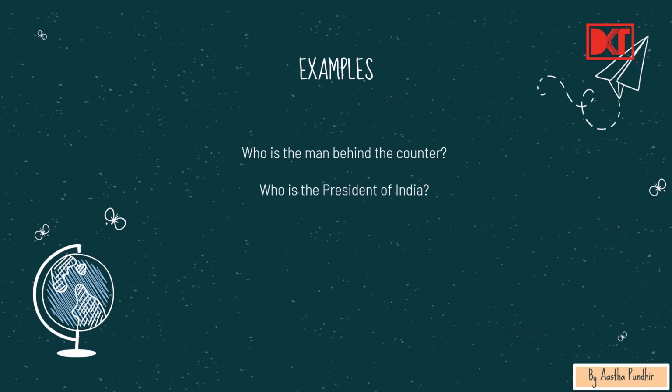Here, like we have the example, who is the man behind the counter? So for this, the answer will be in terms of the person, and that person will be the subject of the answer. For example, if I say who is the man behind the counter, I say Rahul is the man behind the counter. So it becomes what? The subject. And here again we are asking about the subject and a person.